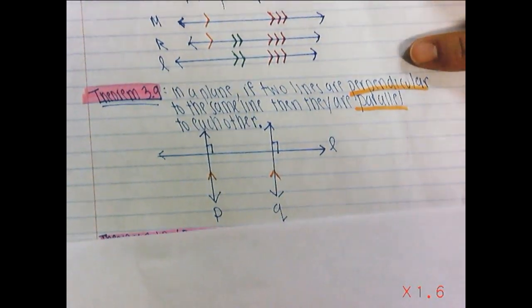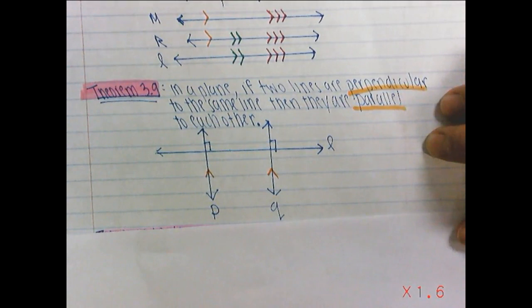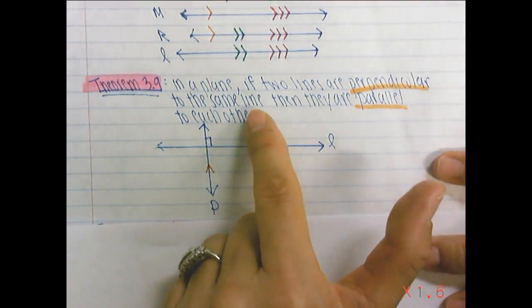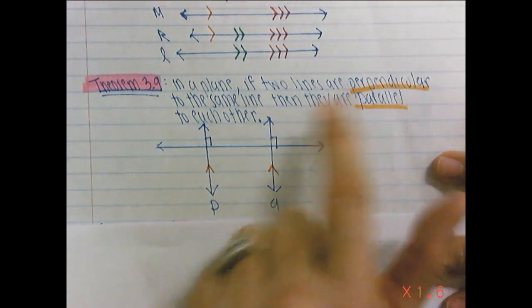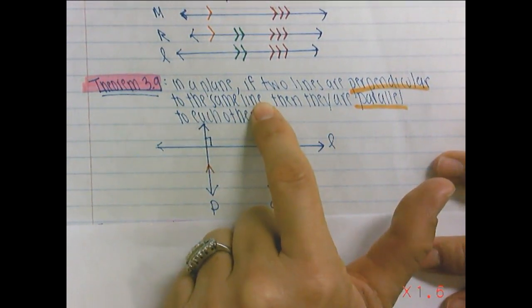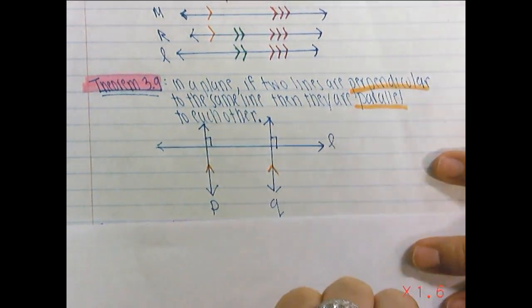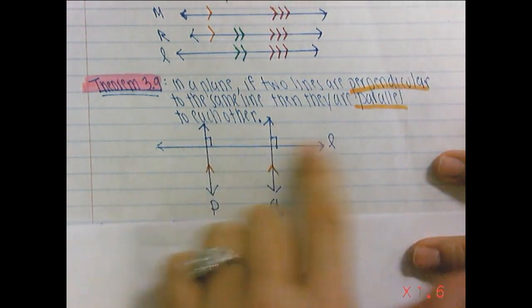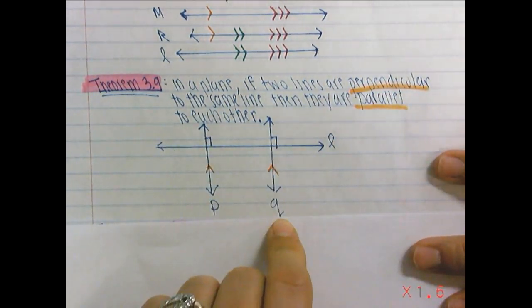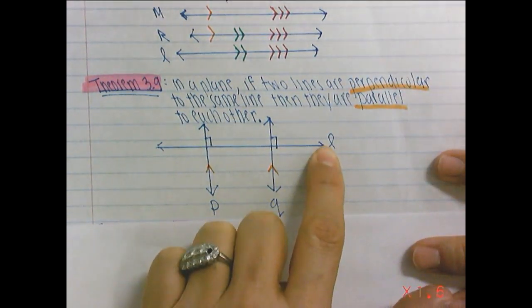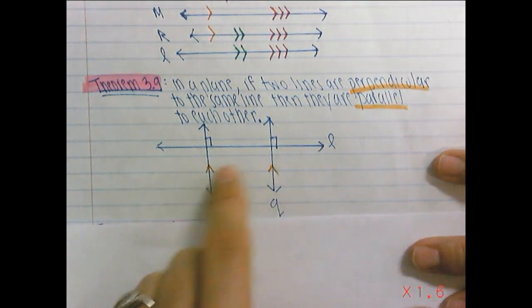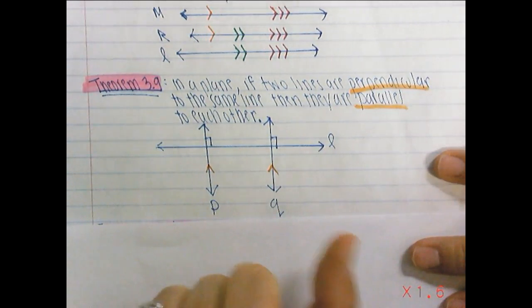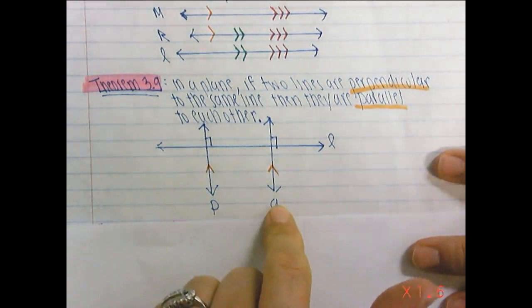And then here's Theorem 3.9. In a plane, if two lines are perpendicular to the same line, then they are parallel to each other. So if two lines are perpendicular, here they are, lines P and Q, they're both perpendicular to line L. Because they're both perpendicular to the same line, then they're parallel to each other. P and Q would be parallel to each other.